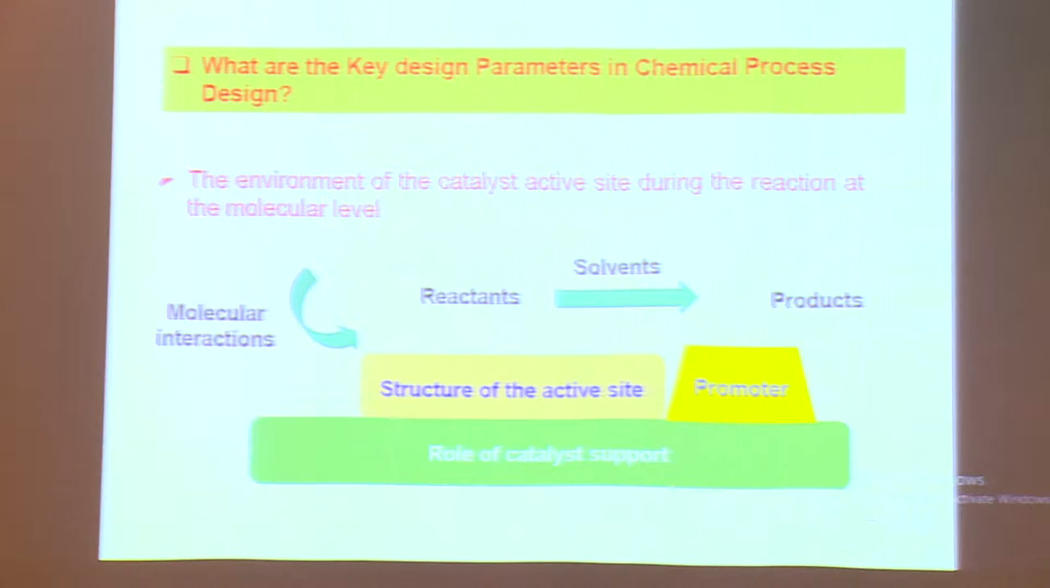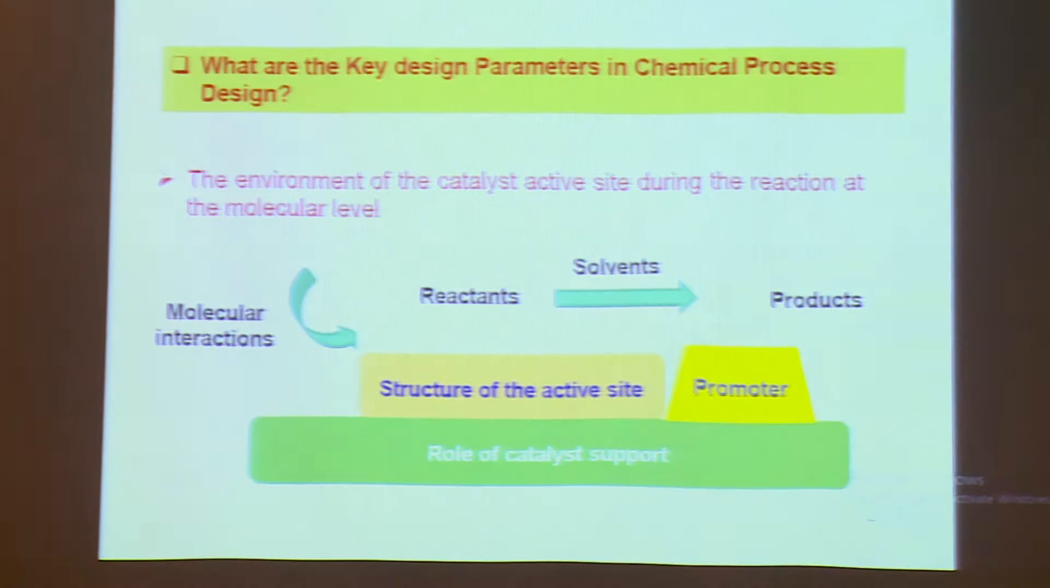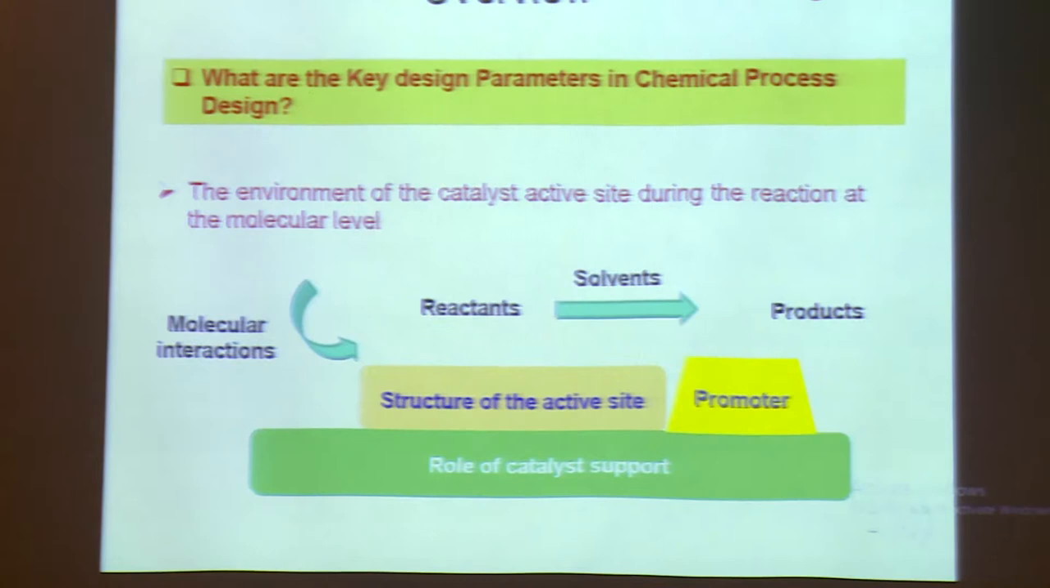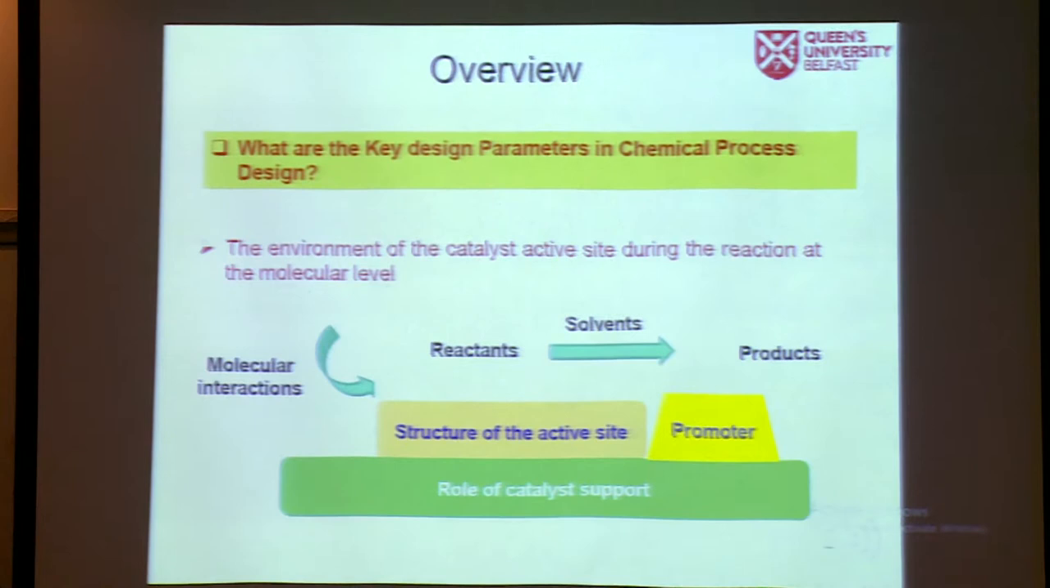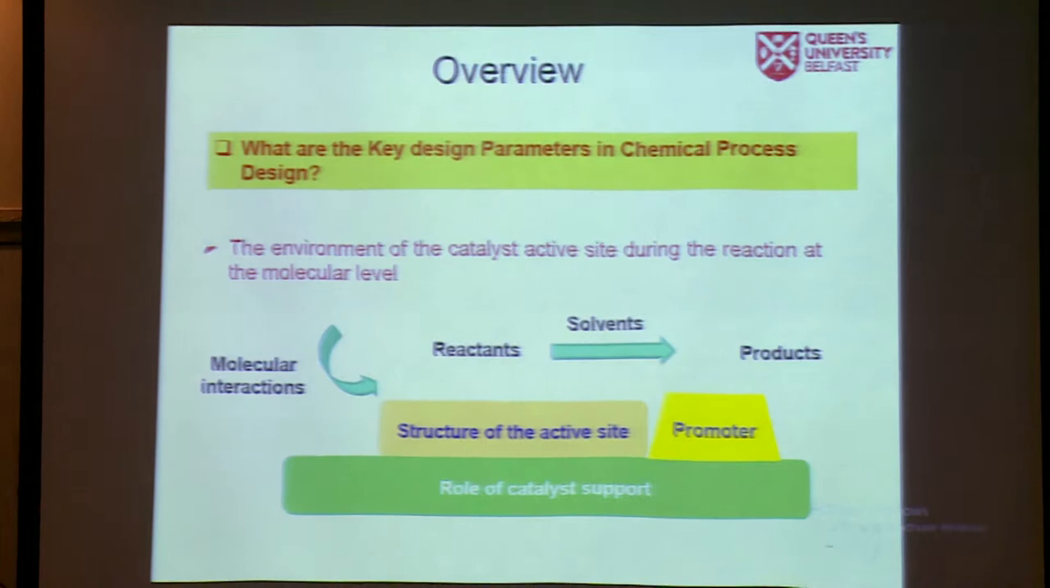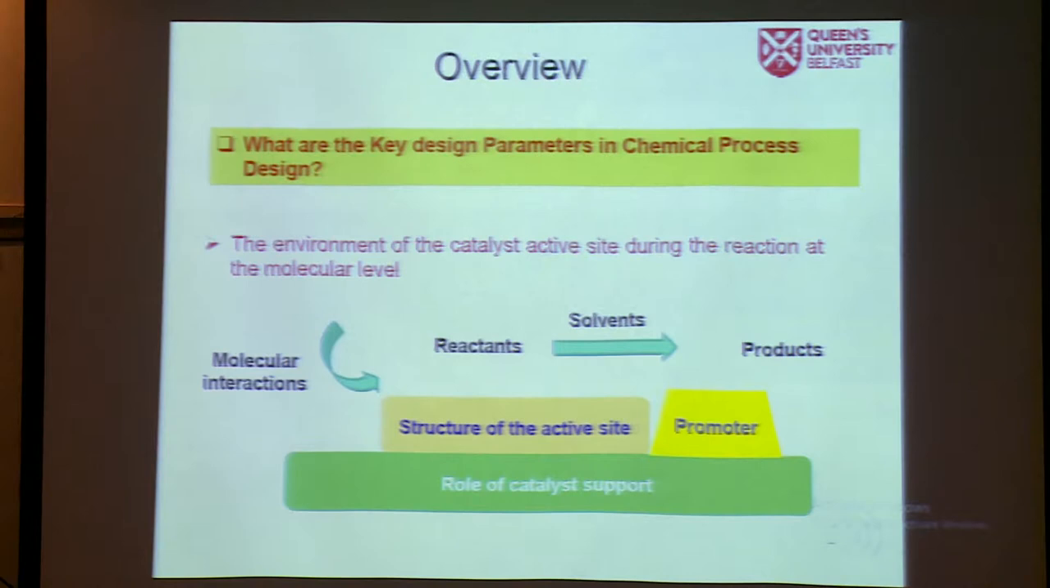Right, so I will be looking at what are the key design parameters in any chemical process. As you can see in the schematic below, we have the catalyst support, which is in green, and I have put the active metal site in orange with the promoter in yellow, and the solvents and the reactant molecules floating around the active site. I will be taking each one of these parameters individually and try to show that every parameter is a key parameter which we can use as a tool to design the process to achieve the selectivity or perform the reactions under the reaction conditions which we would like.